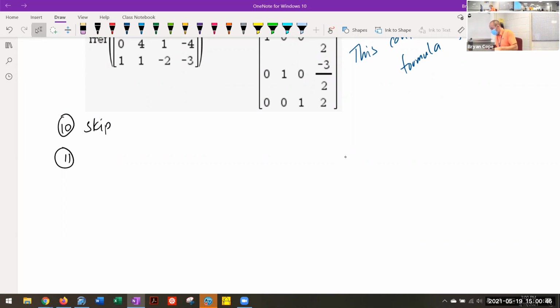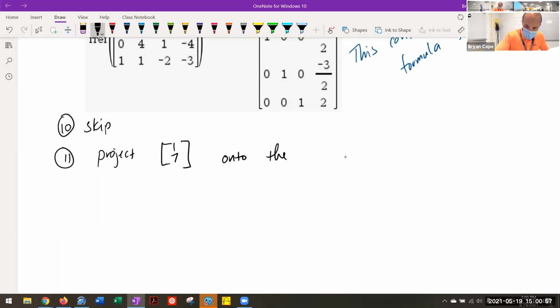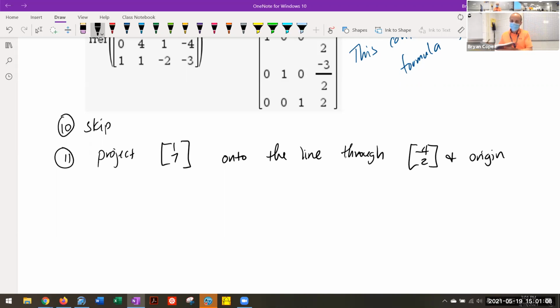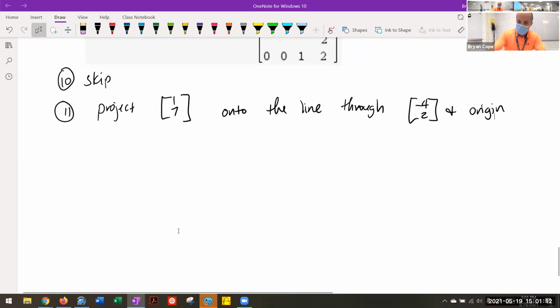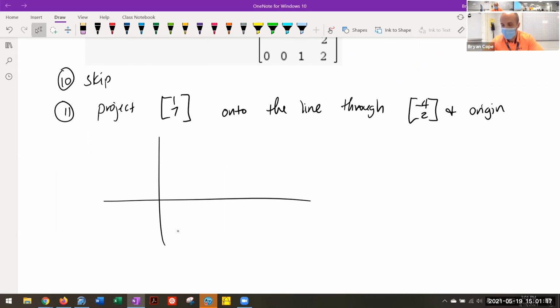It says this. Compute the orthogonal projection of 1, 7, so we're going to project the vector 1, 7 onto the line through -4, 2 and the origin. I want to show you the picture of it before we do the algebra of it. You guys don't have to write the picture if you don't want. You don't have to write anything.